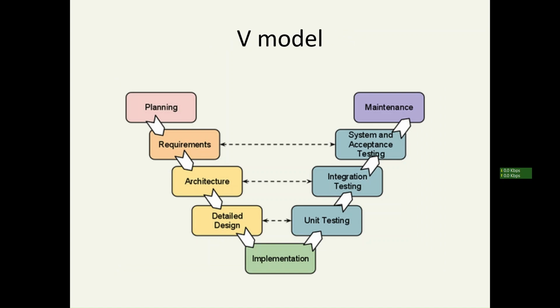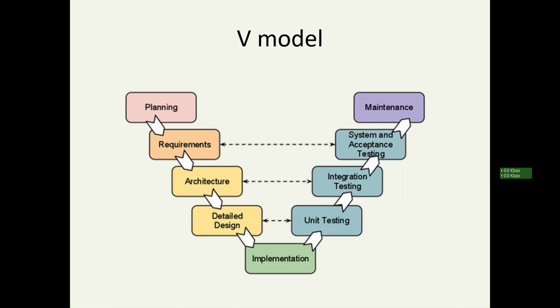Defect prevention is more. Before the Agile model came into existence, the V model was very, very popular. When I was starting my career, the V model was very good. Now the Agile model overcomes all the disadvantages of all the models. Now the Agile model is very, very popular in the current industry.